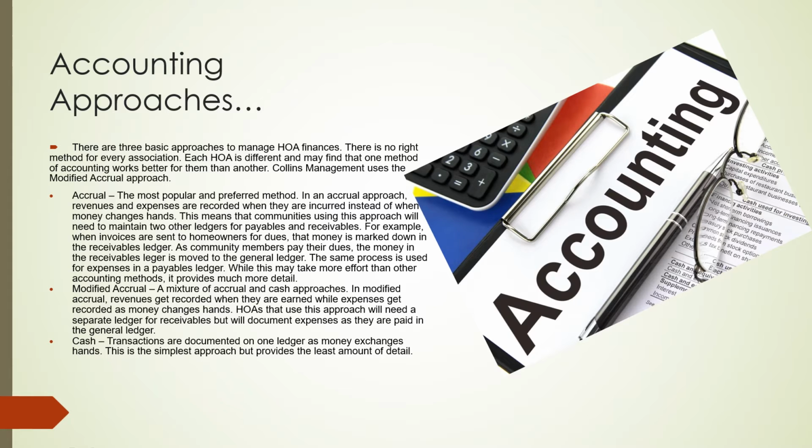Modified accrual, a mixture of accrual and cash approaches. In modified accrual, revenues get recorded when they are earned, while expenses get recorded as money changes hands. HOAs that use this approach will need a separate ledger for receivables, but will document expenses as they are paid in the general ledger. Cash, transactions that are documented on one ledger as money changes hands. This is the simplest approach, but provides the least amount of detail.